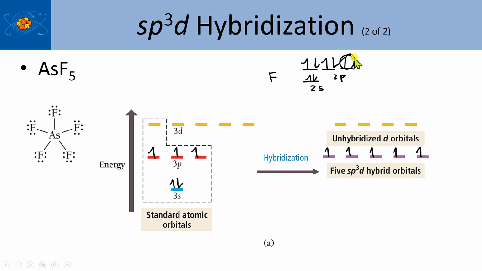So what's going to happen when this bond forms is a sigma bond will form, because remember these hybrid orbitals only make sigma bonds, between the 2p unhybridized orbital on fluorine and the hybrid sp3d orbital on the arsenic. So the description would be a sigma bond between the arsenic sp3d orbital and the fluorine 2p orbital, like that.